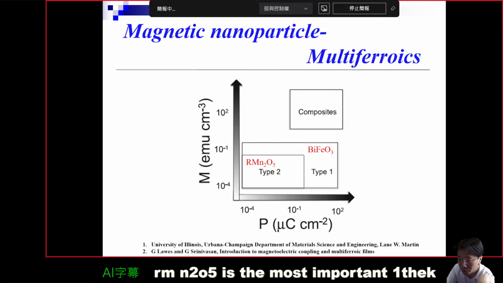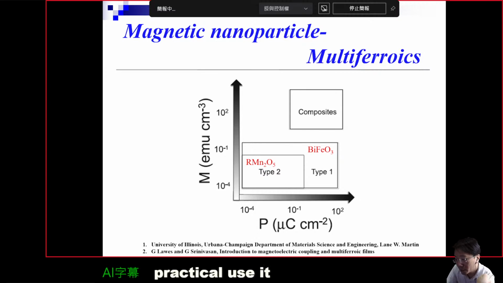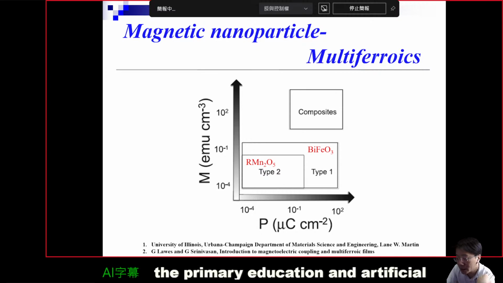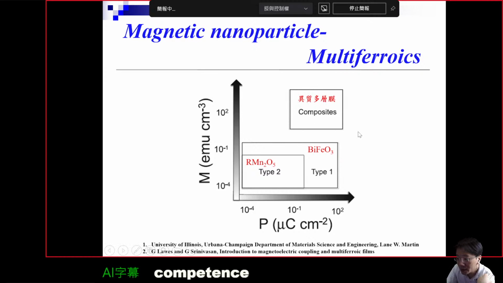But for practical usage, both type 1 and type 2 multiferroics, I mean the polarization and magnetization, are not good enough. So we artificially make a different kind of multiferroic, which we call the composite. This composite is sometimes made by combining type 1 and type 2 multiferroics. So a proximity effect will make them have larger values in both polarization and magnetization.